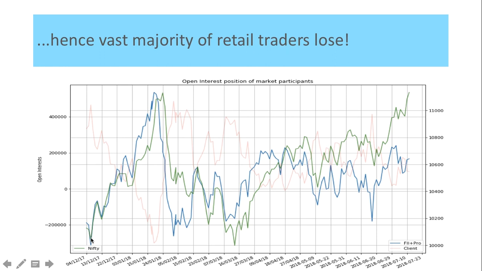You will notice that the open interest position, or the position that FIIs and professional traders take in the market, is extremely aligned with the movement of Nifty. Whereas retail traders, on the other hand, who lack sophistication, seem to be going wrong on a continuous basis. Whenever Nifty is going up, the retail traders are taking a short position in the market. And when the Nifty is falling, that is when they are taking a long position or being bullish in the market. So their entire approach to the market seems to be completely at loggerheads with the way the market is moving.